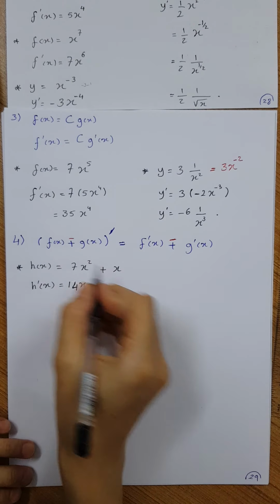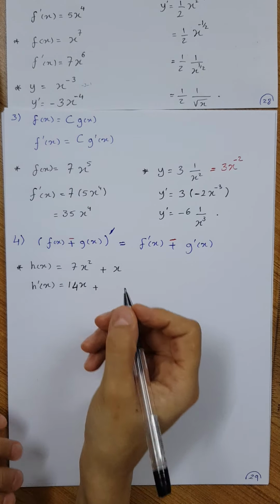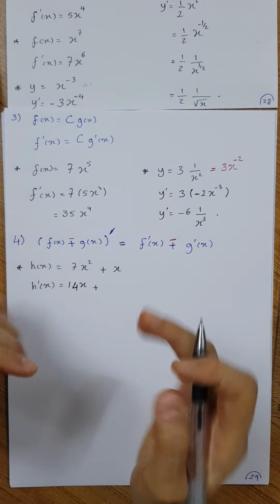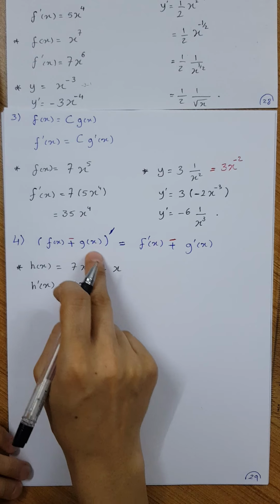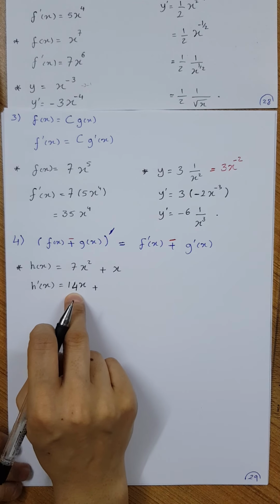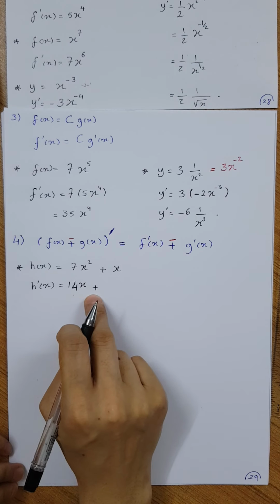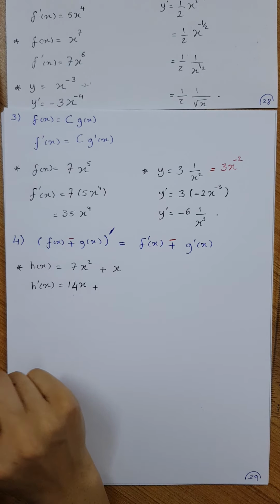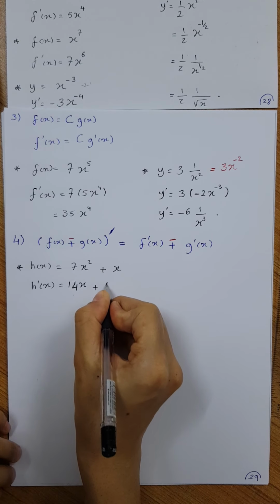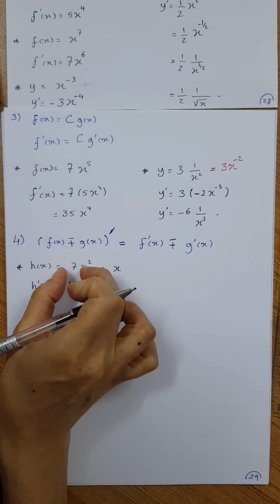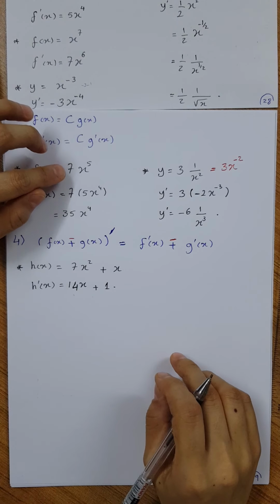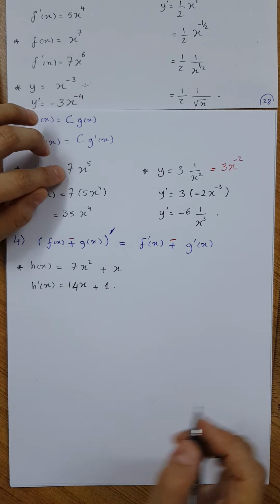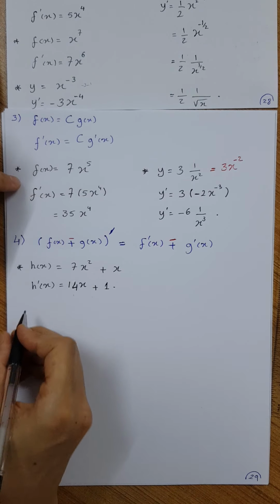That one is 14x. We have got the plus sign. Why? Because if I take the derivative of that expression, I'm taking the derivative of the first one plus the derivative of the second one. We already took the derivative of the first one, that's equal to 14x. We have got the plus sign. What's the derivative of x? That's equal to 1. We can take the derivative of each bit separately. It's different from the constant multiple rule.